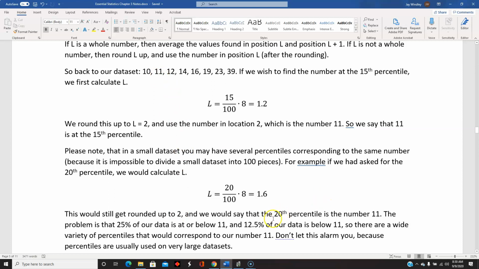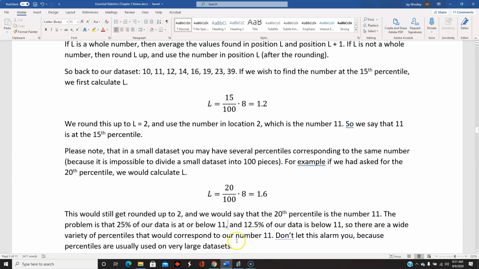So we would say that the 20th percentile is 11. But we also said up here that the 15th percentile is 11. And so the problem with a really small data set is that we've got 25% of our data that is at or below 11, but we only have like 12% of our data that's below 11. So that can lead to some interesting answers.